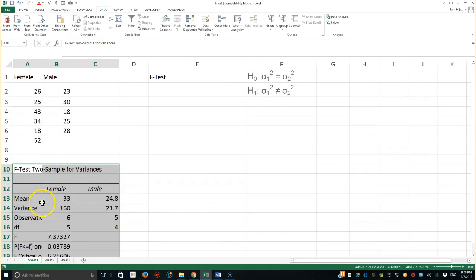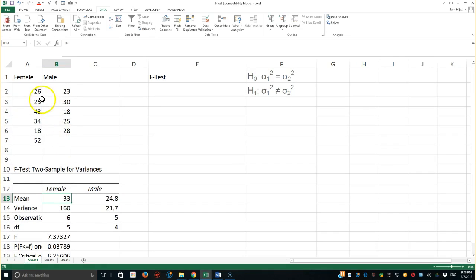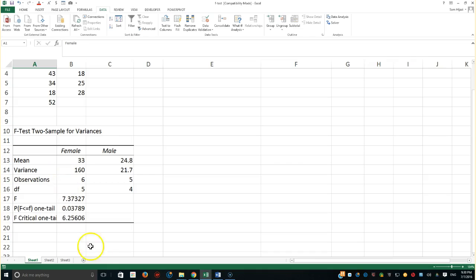Notice here all the statistical description. The mean is 33 for the number of hours the females study every week, while for the males it's 24.8. Obviously, the males aren't studying as many hours as the females. The variance is way too large, 160 versus 21.7. Remember the null hypothesis says the variances are equal, and we will see whether we reject or accept it. The observations are 6 females and 5 males.